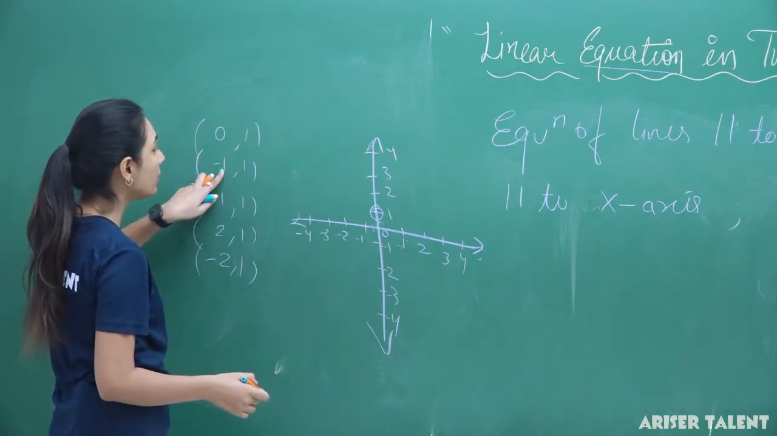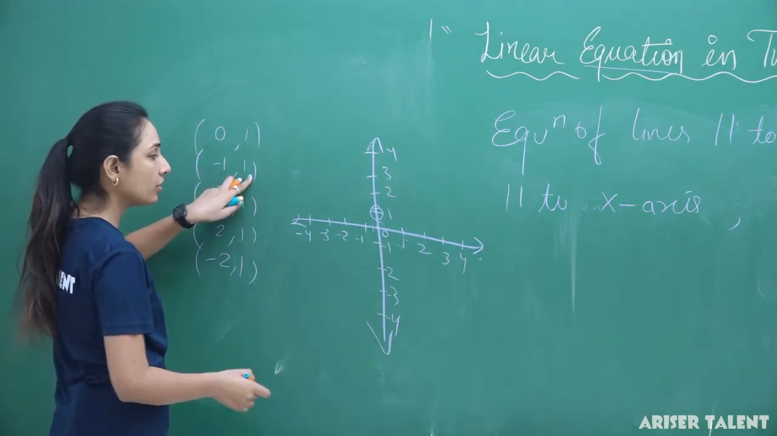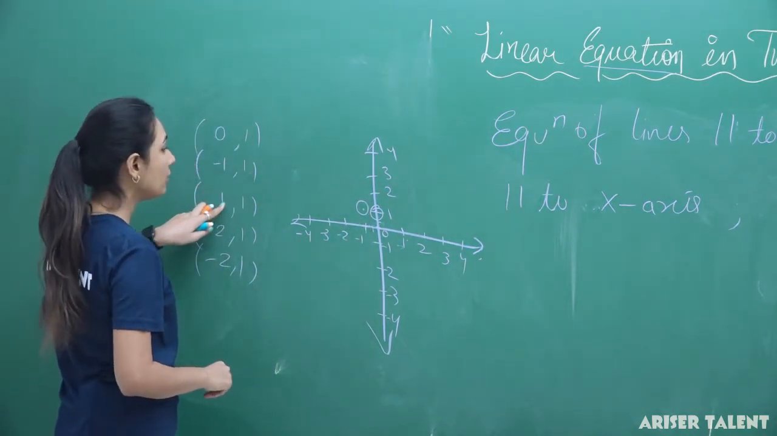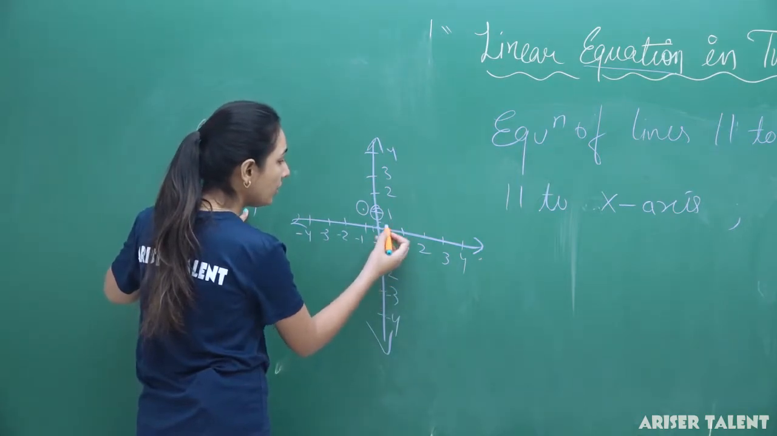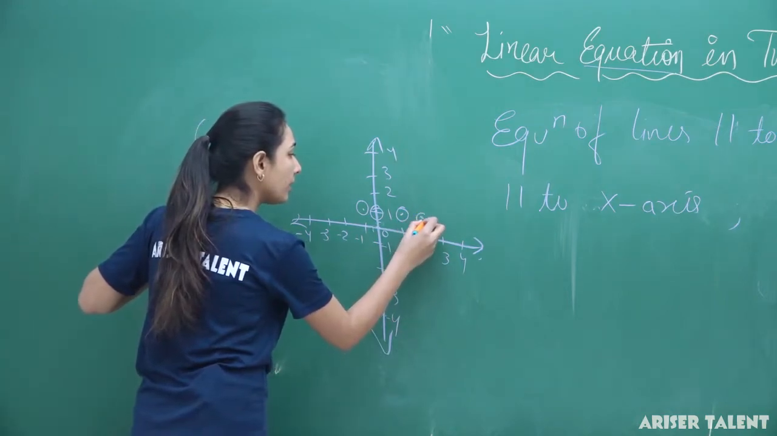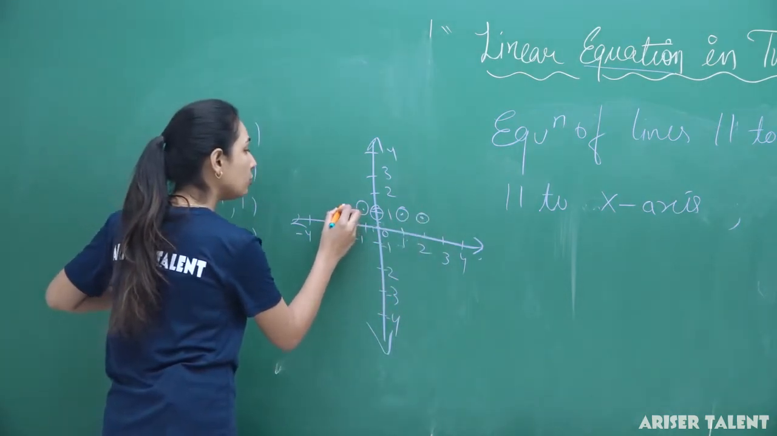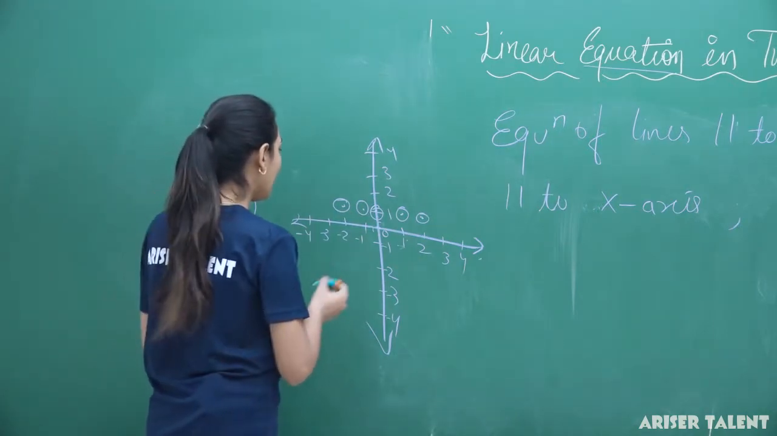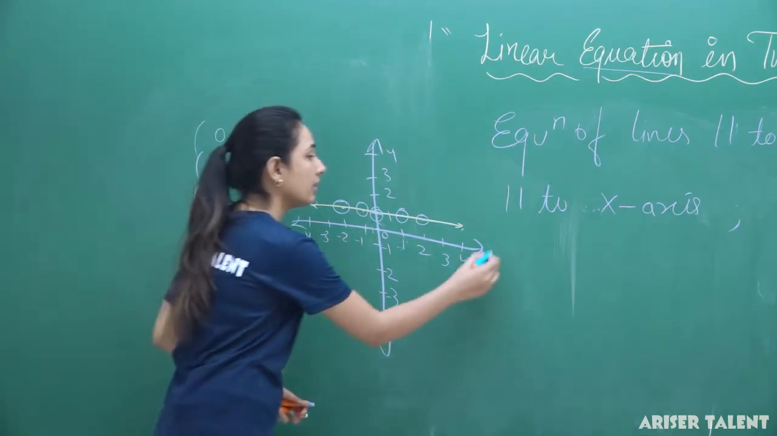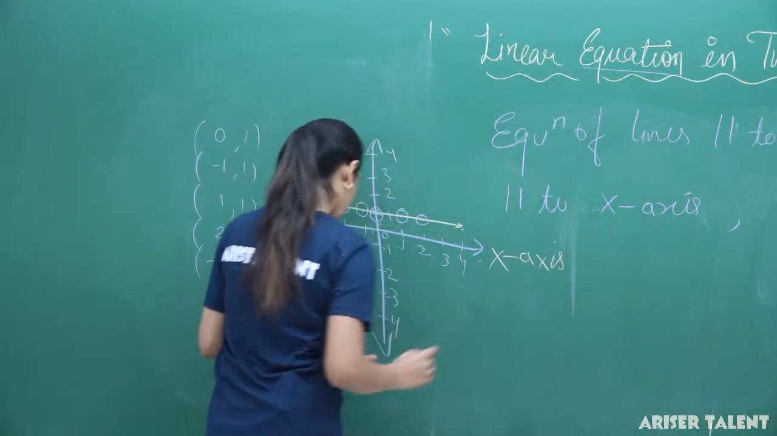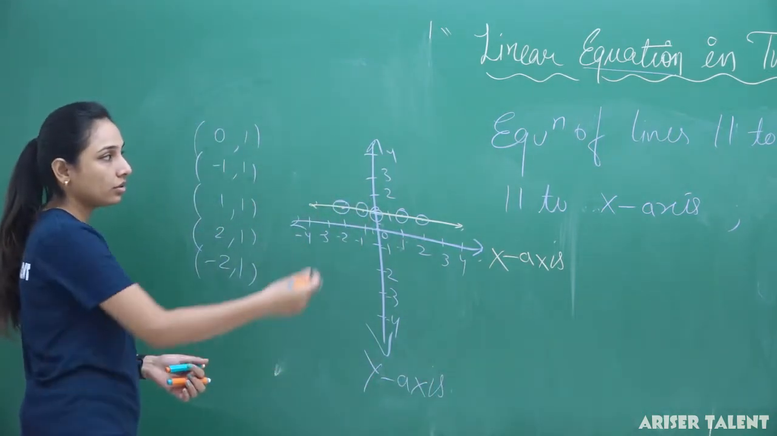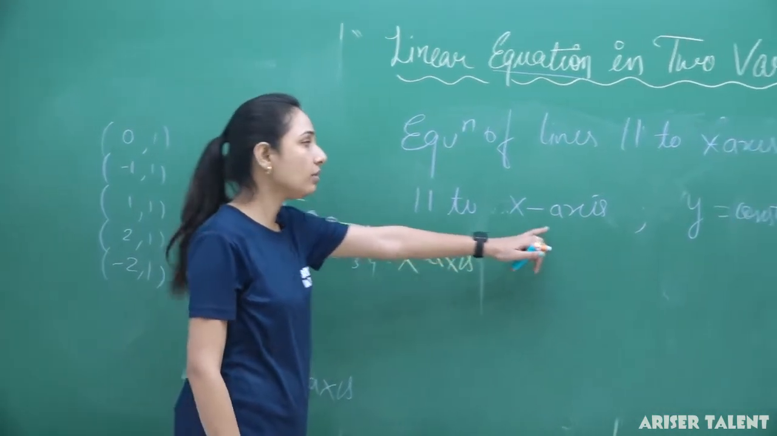Now -1, 1 is here. Then 1, 1 is here. Then 2, 1 is here. Then -2, 1 is here. So this line will be this. This line is parallel to the x-axis. The x-axis is this and this is our y-axis. So this is parallel to the x-axis, and I will be having y equals constant.